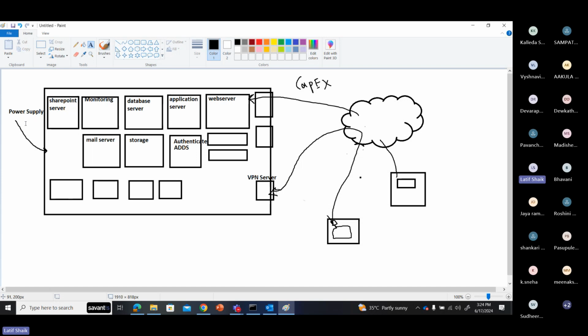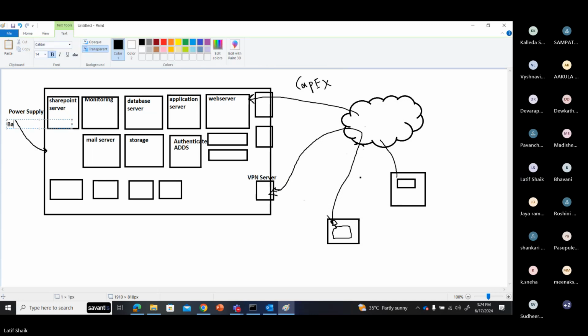Why? Because if the main power supply is down, then you have to give backup power supply like UPS. A UPS may work only up to 1 or 2 hours. Then what do we need? We need generators. We need power supply generators.